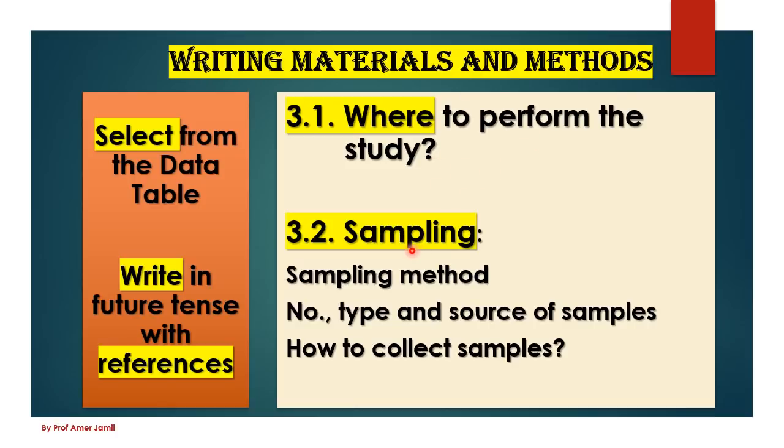Then, how would you do sampling? This also goes for both categories of research, and you want to give the sampling method with the reference, and the number, type and source of the samples, and how to collect the samples. You will give this with references, stating which method you would follow for sampling.